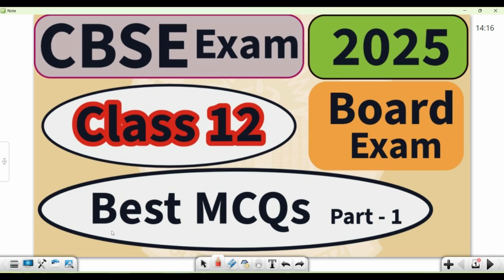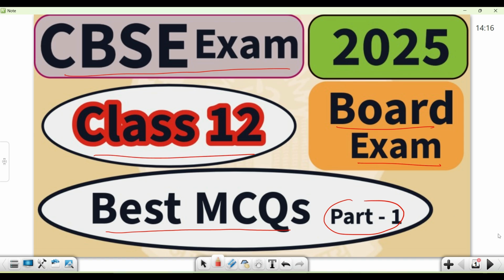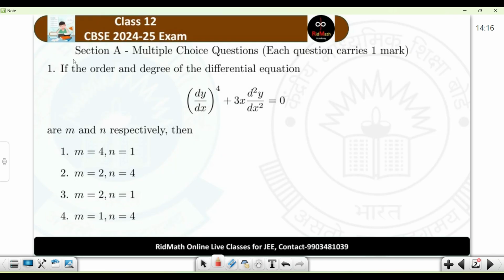So today we are going to solve 20 MCQs. This is part 1 for CBSE 2025 board exam and this is for class 12. So let's start. This is section A, multiple choice questions. Each question carries 1 mark.